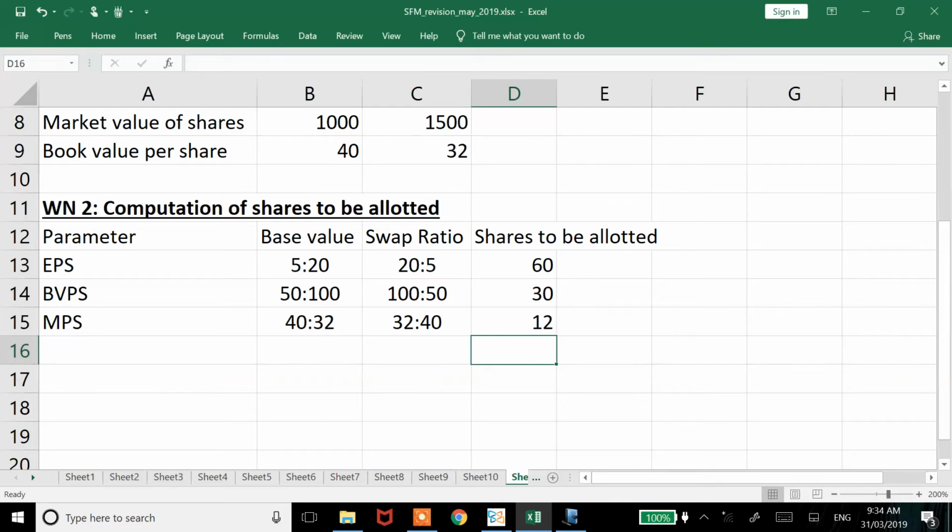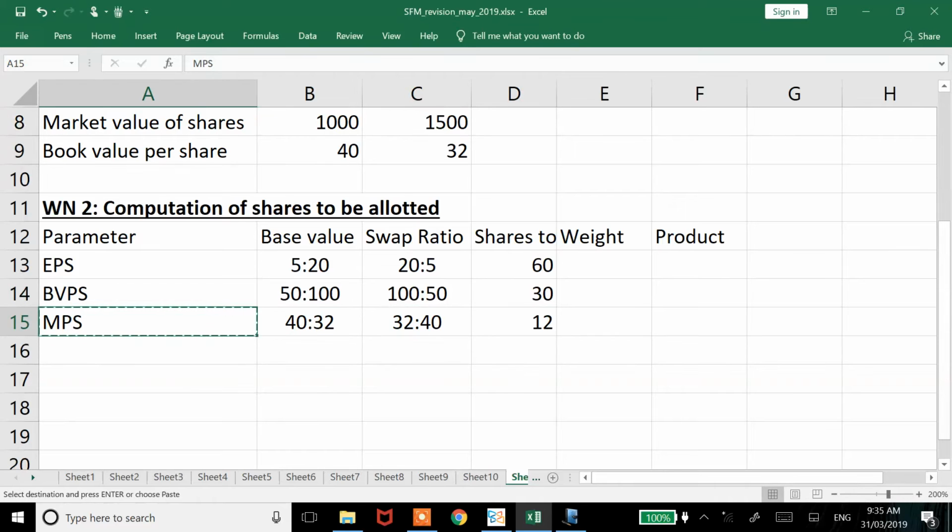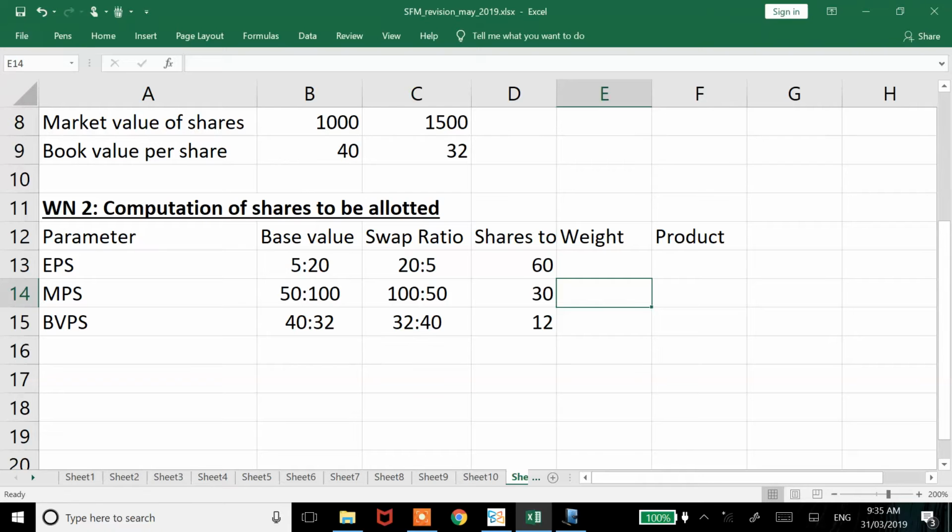Any doubts on this? Then comes the weight part and finally the product. Then you bring the weight angle here, and finally we take the product. What are the weights they have given? Book value per share is 40 is to 32. Okay, sorry, this is MPS and this is book value per share.